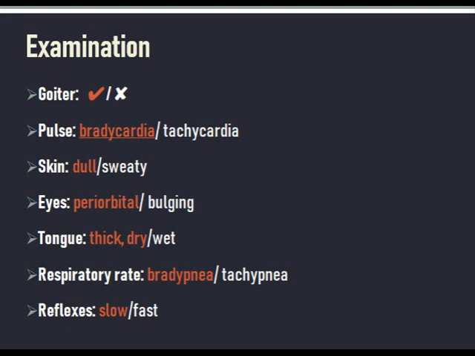Skin appears to be dull. Periorbital swelling can be seen in the eyes. The tongue is thick and dry. Respiratory rate is reduced below the normal 12 to 16 breaths per minute, which is bradypnea. Reflexes are slow.